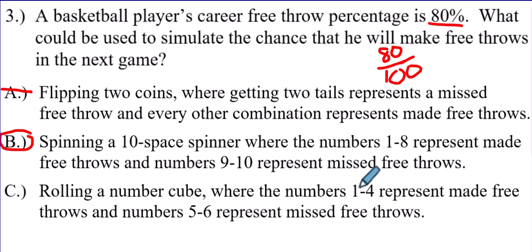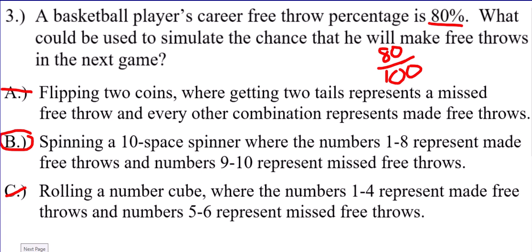Rolling a number cube, numbers 1 through 4 make the made free throws, 5 and 6 are the missed free throws. Well, that would be 2 numbers out of 6 that are misses. 2 out of 6 is 1/3 or 33%. 4 out of 6 is 2/3 or 66.6 repeating percent. Not quite 80%.